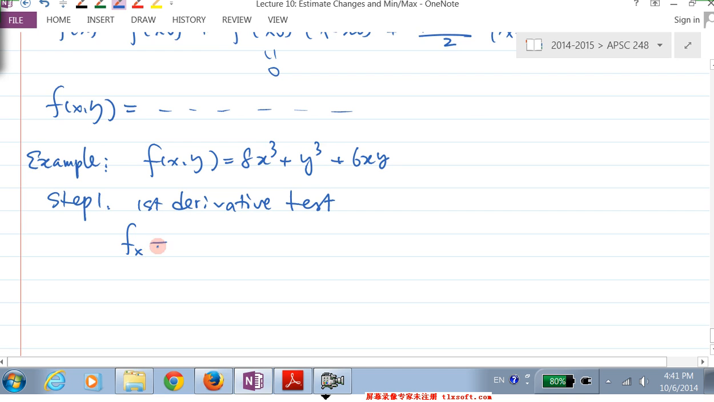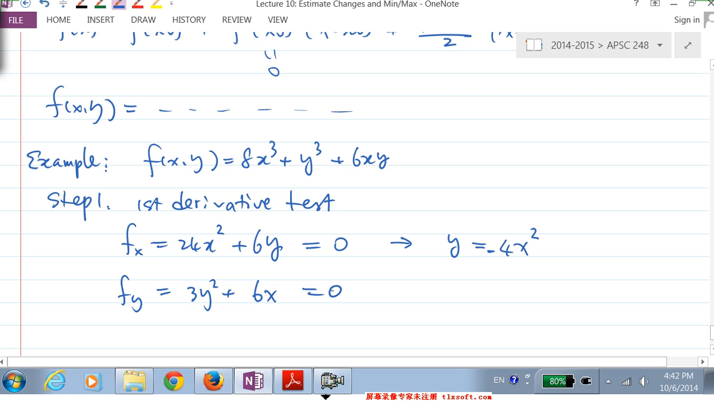So fx in this case is 24x squared plus 6y. We set it equal to 0, and for this one we end up with y equal to negative 4x squared. And then we do fy, and that's 3y squared plus 6x. Then we set it equal to 0.